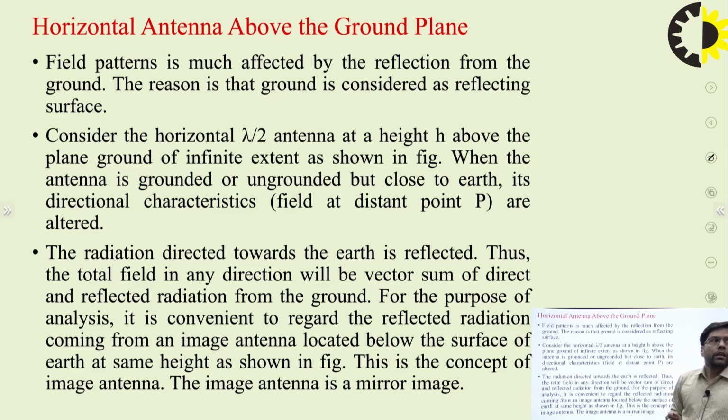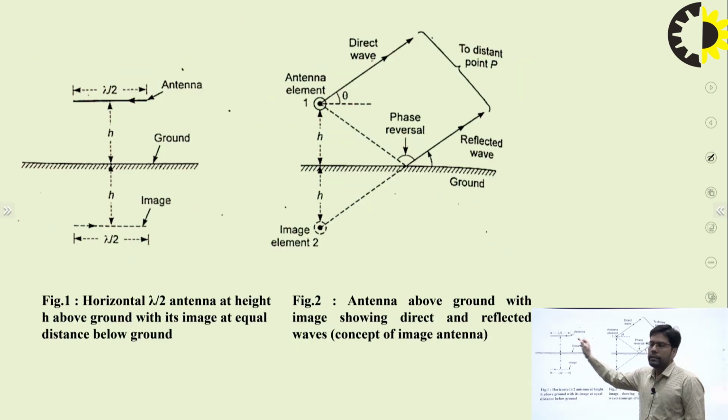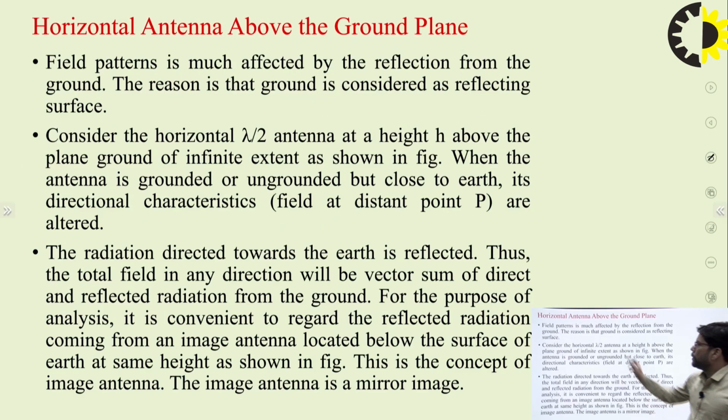as I can say. Consider the horizontal lambda by 2 antenna at a height h above the ground plane of infinite extent, as shown in the figure. When the antenna is grounded or ungrounded but close to earth, its directional characteristics are altered. As you can see in the figure, this is a ground plane, and here the antenna is placed horizontally with respect to the ground plane, at some certain height h, as the statement has been written over here.